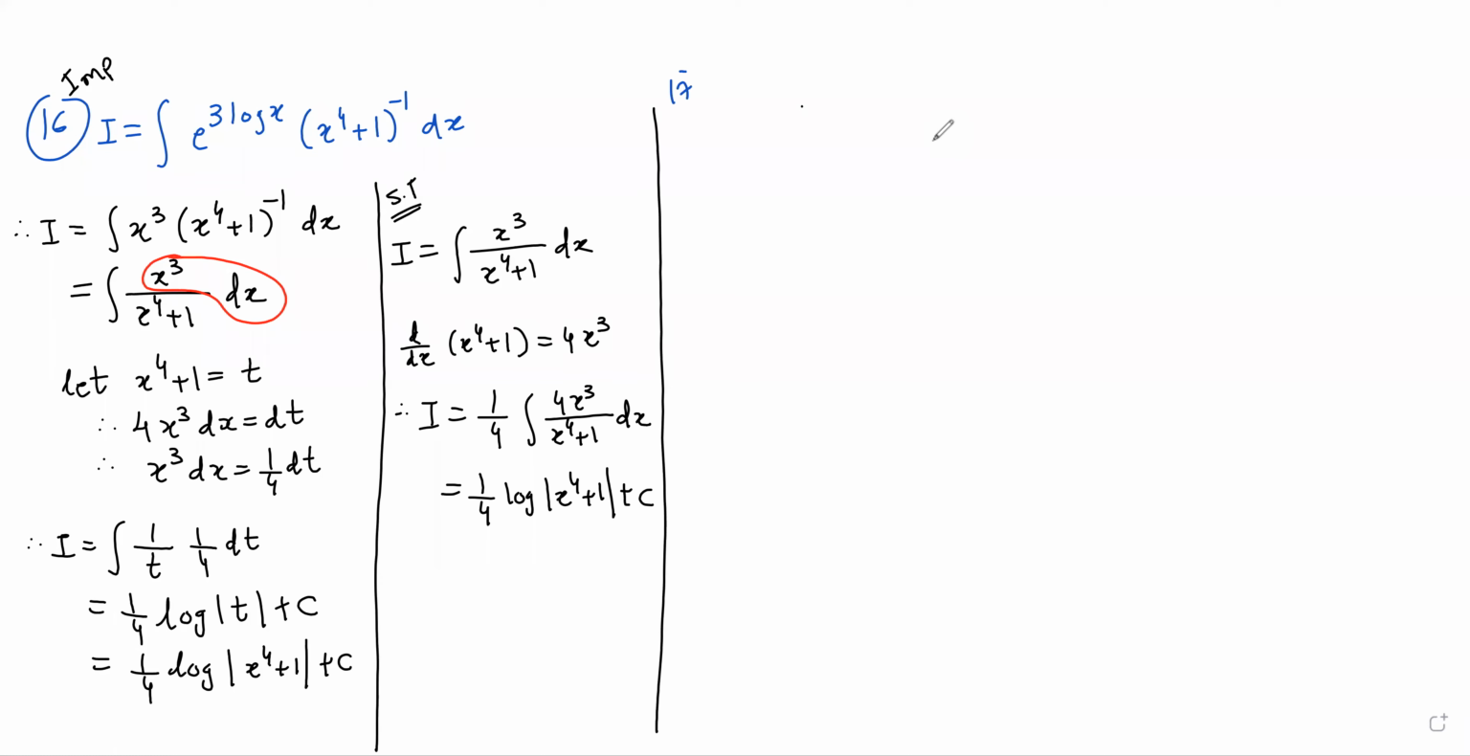So now go for question 17. I is equal to the integral of f dash ax plus b into f of ax plus b whole raised to n dx. Again, this one is a direct formula.